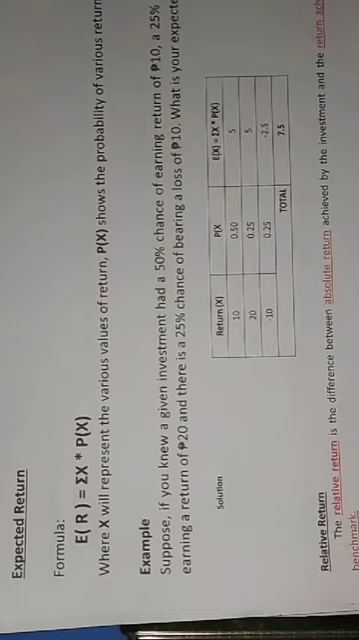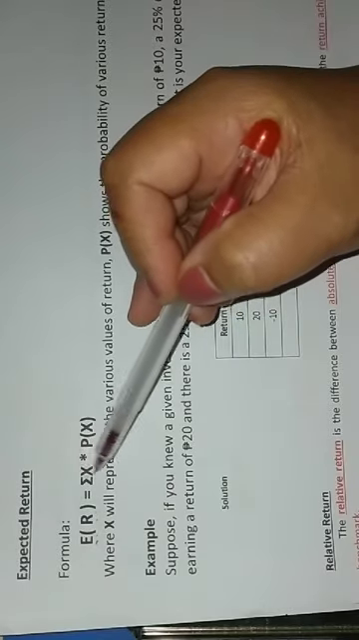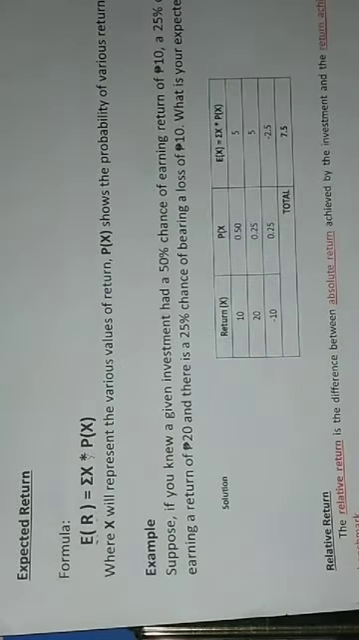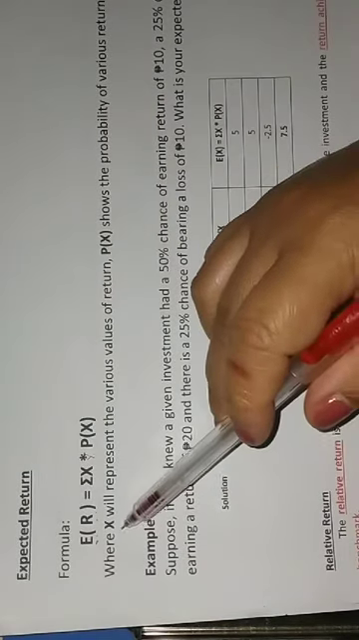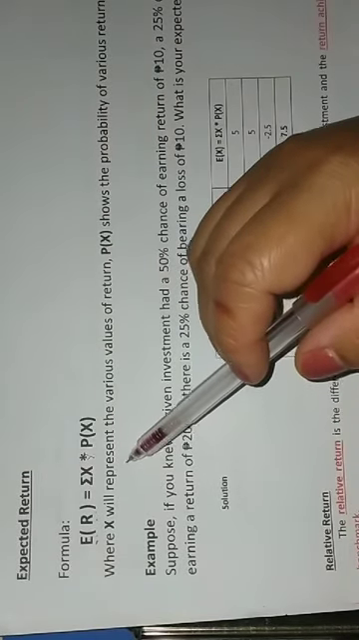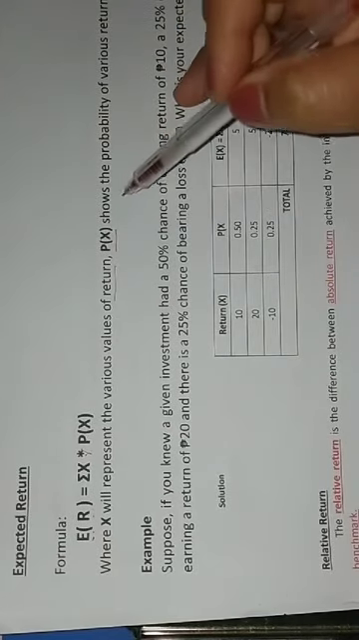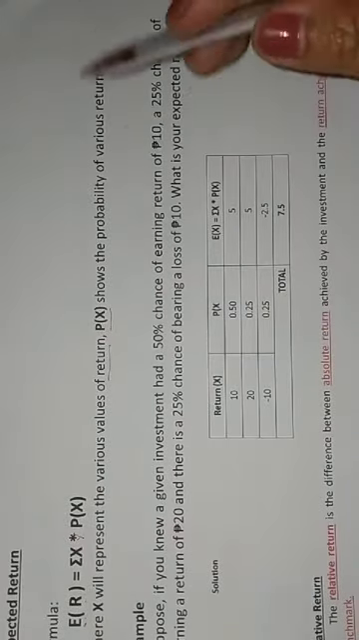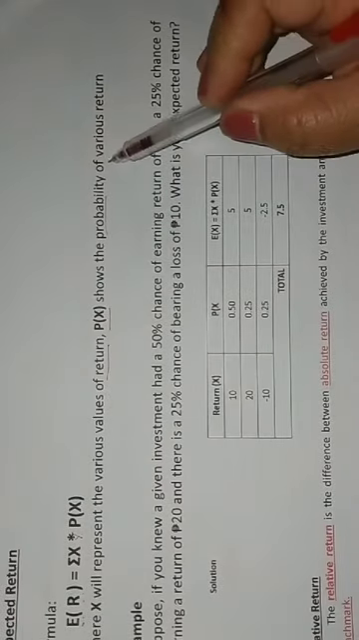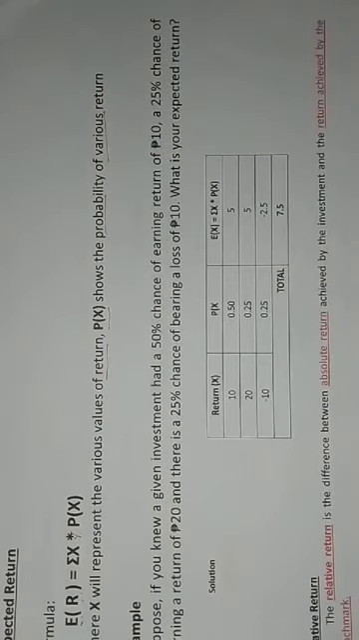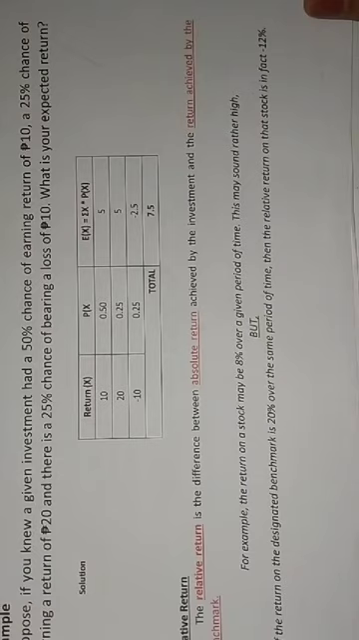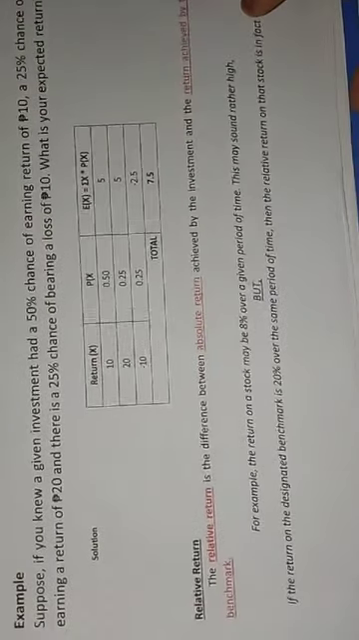Okay, the formula is: expected return is equal to the summation of x times px, where x represents the various values of return and px shows the probability of the various returns. So let's have an example here.